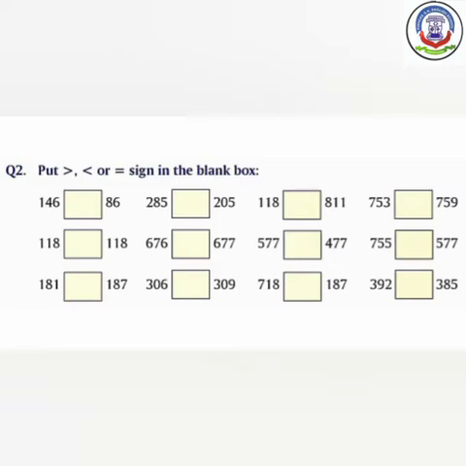Exercise 2.4 question number 2. Put greater than, less than or equal to sign in the blank box. Let's start. 146 and 86. On left hand side there is 3 digit number and on right hand side there is 2 digit number. So 3-digit number is always greater than 2-digit number. So we will put here greater than sign.